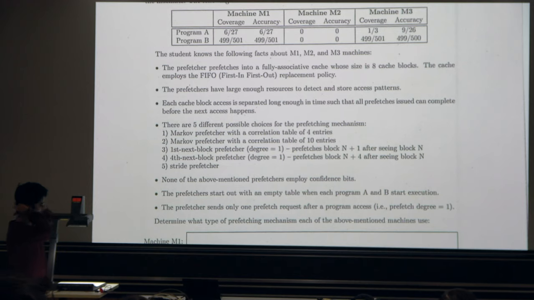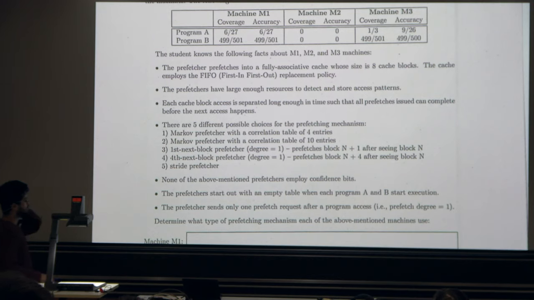And there are five different possible choices for the prefetching mechanisms that we know beforehand. The first two are the Markov prefetcher. 3 and 4 are variants of a next block prefetcher. And the fifth one is a stride prefetcher. The first one is a Markov prefetcher which can learn and store up to 4 entries. The second one can store up to 10 entries. The third one is just the next line prefetcher, the next block. The fourth one is basically the fourth next block. And then the fifth one is the stride prefetcher.